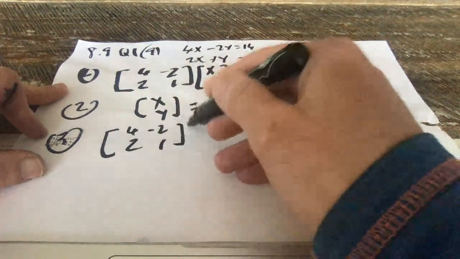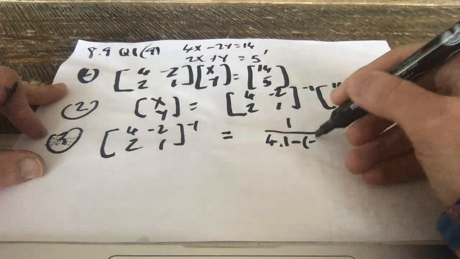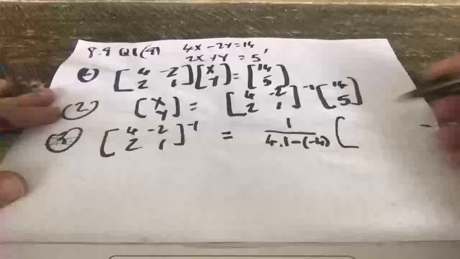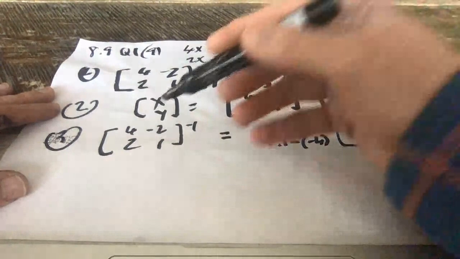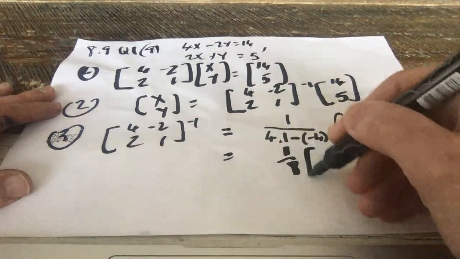So the first thing I do is get the determinant of this matrix here, folks. So it's 1 over 4 by 1 minus... be careful with the minus signs, okay? And then what you do here is you interchange the 4 and the 1 because that's the recipe. And you change the signs here. So this is 2 and this becomes minus 2. So what you get then is 1 over 4 minus minus 4. So it's 1 over 8 into [1, 2; -2, 4].